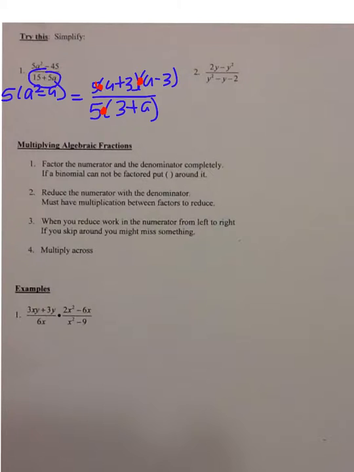So work from left to right in the numerator. So 5 and 5 reduce to 1 and 1. I have a plus 3 and 3 plus a. These two are not opposites. They are actually the same. So remember, addition is commutative. So then the only thing I'm left with in the numerator is a minus 3. So that's my answer.